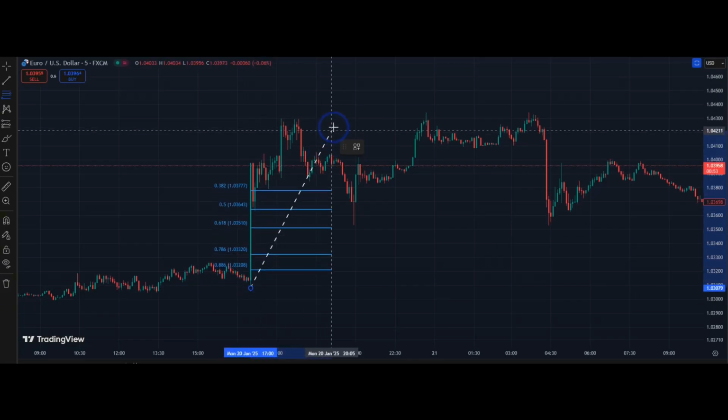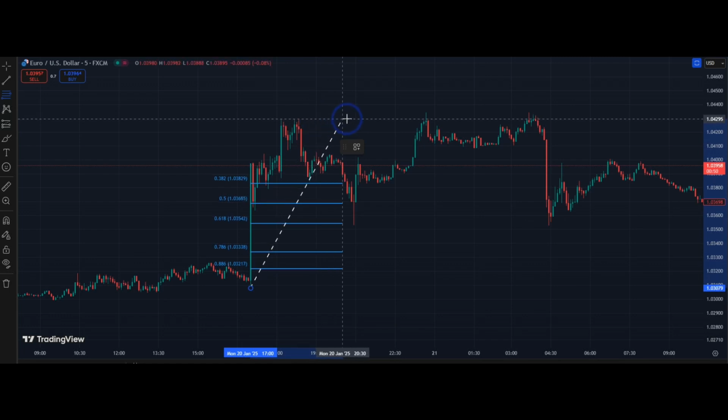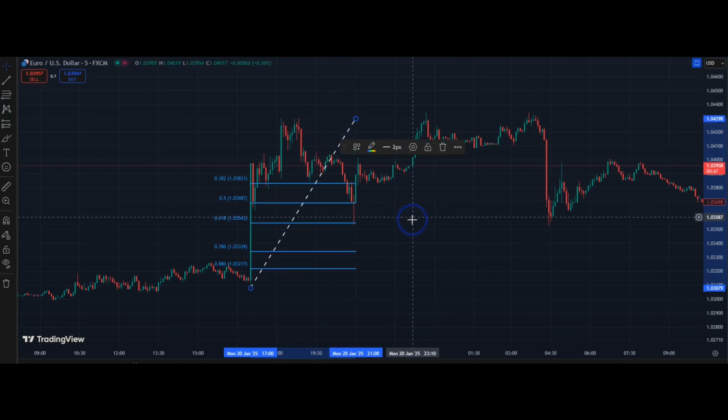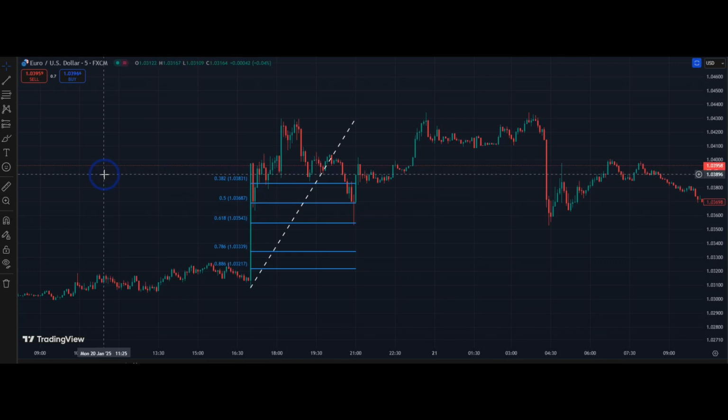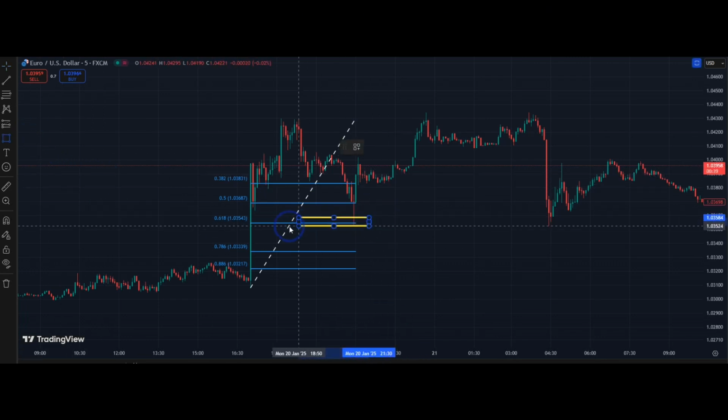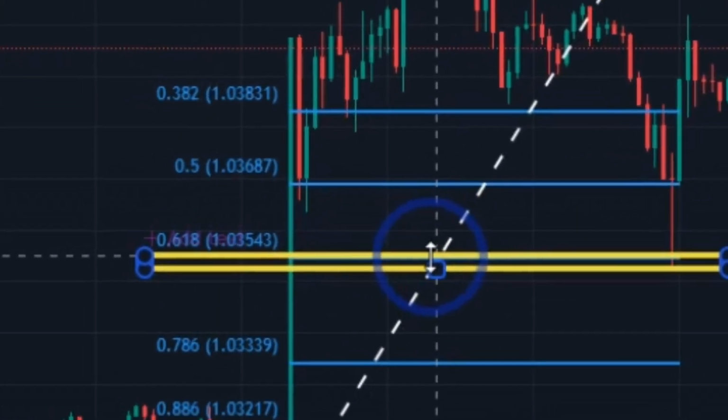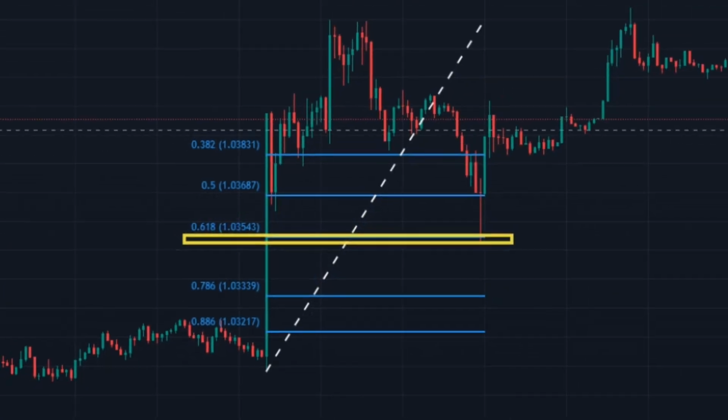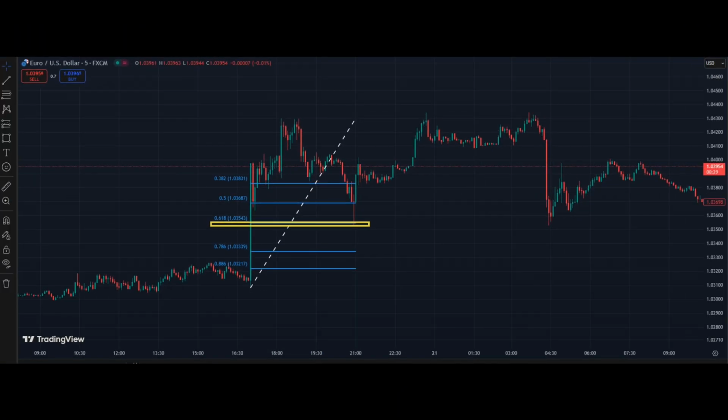As seen in the EUR/USD chart on the 5 minutes time frame, we have a price movement. When we use Fibonacci retracement to determine the end of the correction after the movement, as you can see, the price beautifully reacts to the 61.8 level, our golden zone, and then reverses from there.